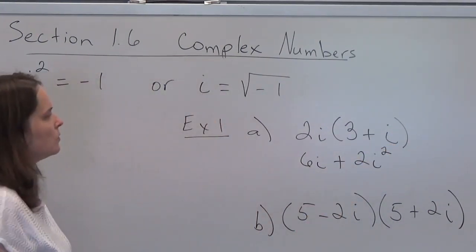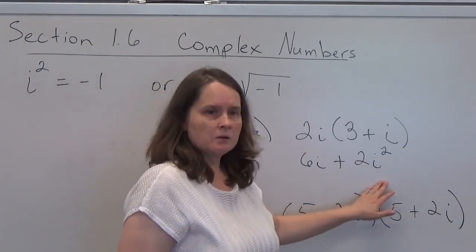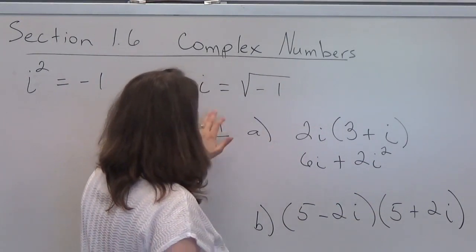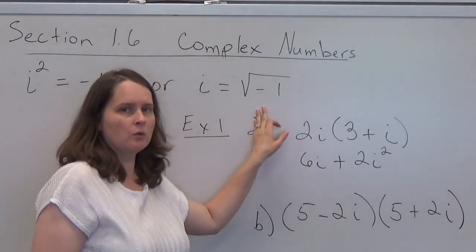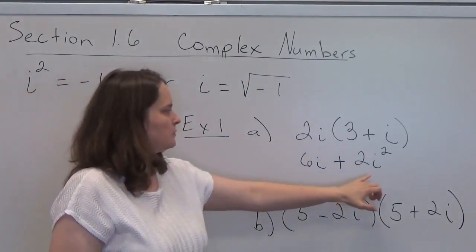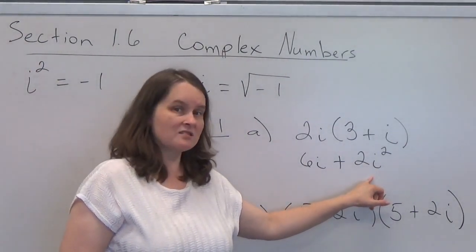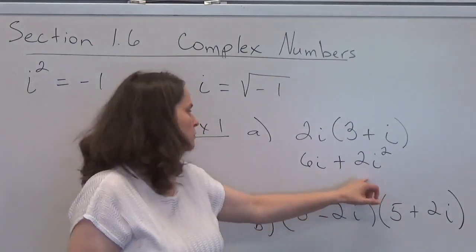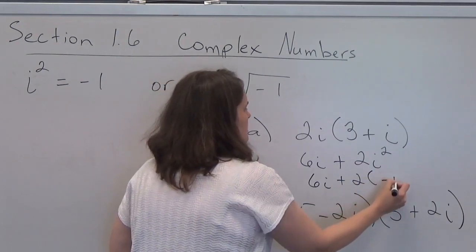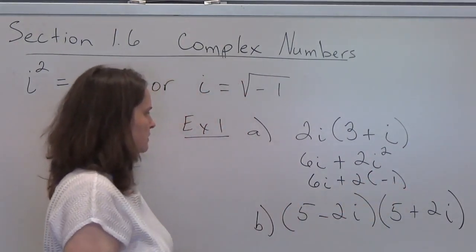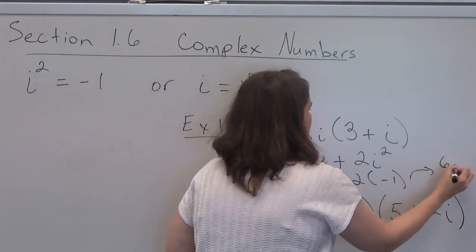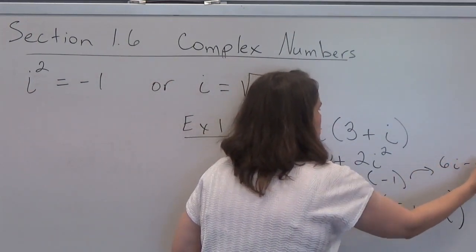All right. Now, what do we know about i squared? As we said earlier, by the definition of a complex number, i equals the square root of negative 1, and it's also true that i squared equals negative 1. So anytime you're doing a problem like this and you encounter i squared, go ahead and substitute it with a negative 1. So you're going to say this is 6i plus 2 times negative 1, and that can be simplified as 6i minus 2. So our answer is 6i minus 2.